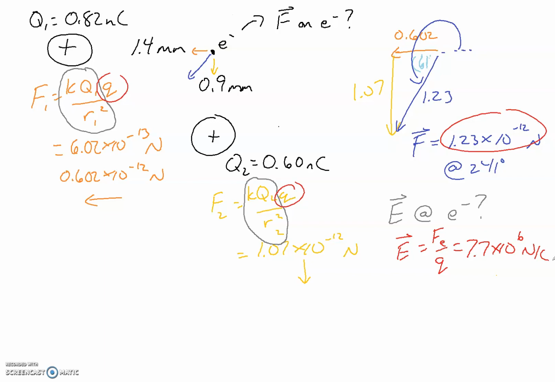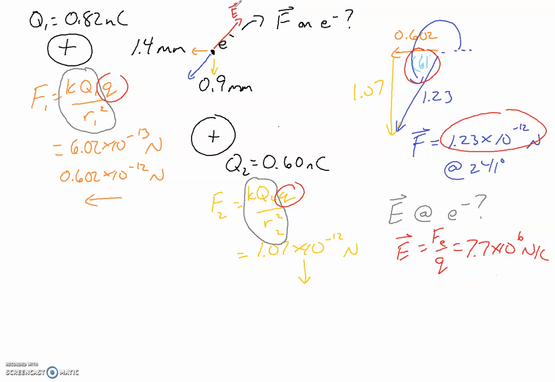Now, the direction for the electric field is also based on the exact same angle. This one's a little bit different because here we have the electron. Of course, electrons go against the field. So if the electron wants to go down left, that means the electric field must be going up right.